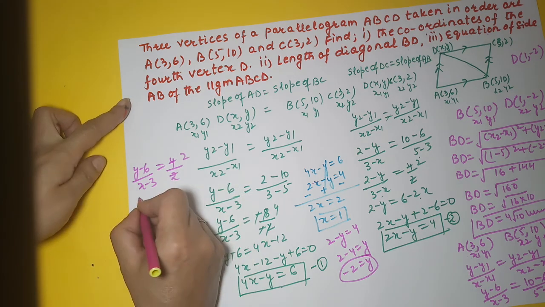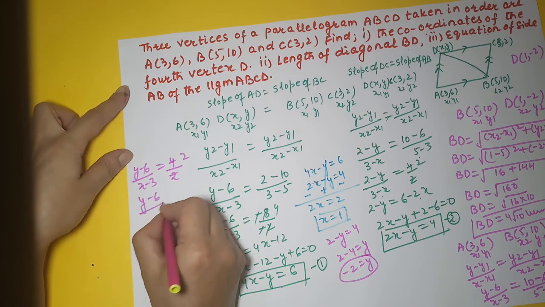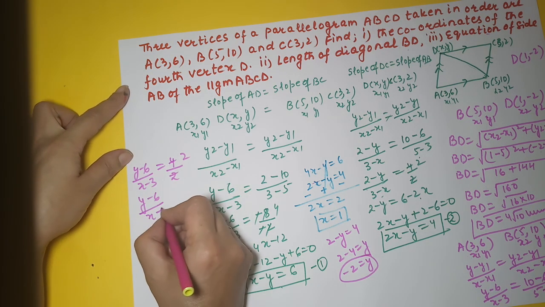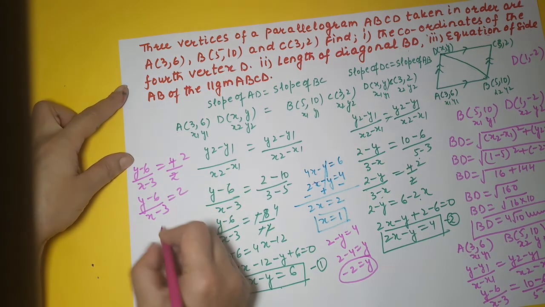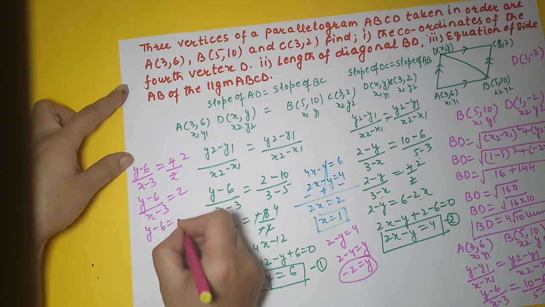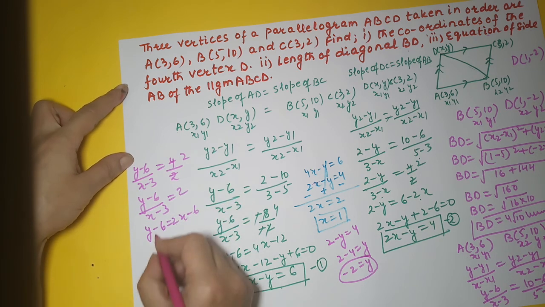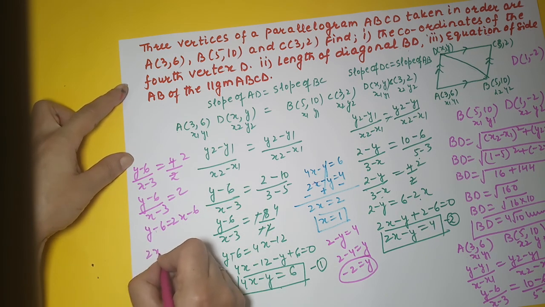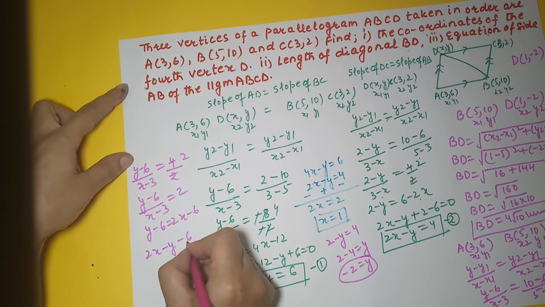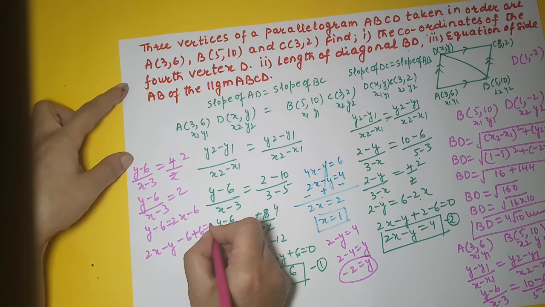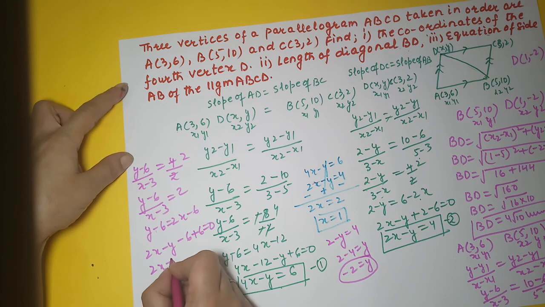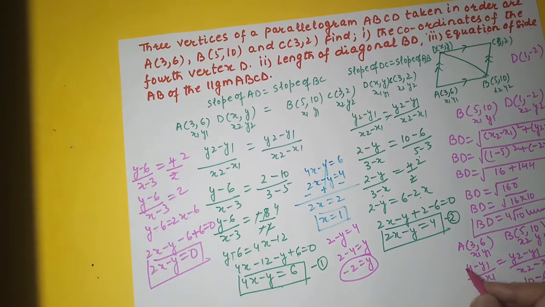2 2s are 2. So y minus 6 upon x minus 3 is equal to 2. Cross multiply. Y minus 6 is equal to 2x minus 6. Shift these to this side. You will get 2x minus y minus 6 plus 6 equal to 0. So 2x minus y is equal to 0 is the equation of AB. So this is the equation of AB.